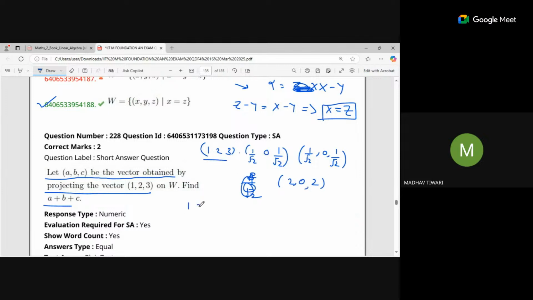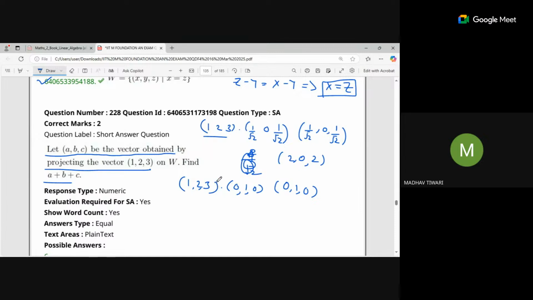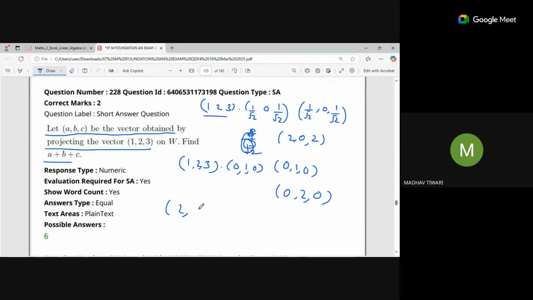And if I do the projection of 1, 2, 3 on the other one, 0, 1, 0, I have to do the dot product here and then multiply by 0, 1, 0. Okay, so you will get 0, 2, 0. So if you add these two vectors, you will get 2, 2, 2. This is the projection. Okay. A, B, and C. So if you add these three values, you will get 6.